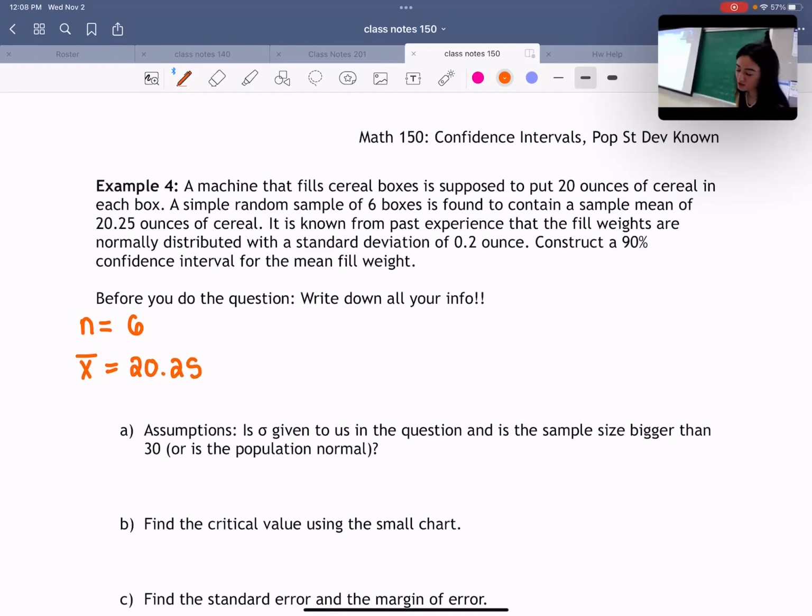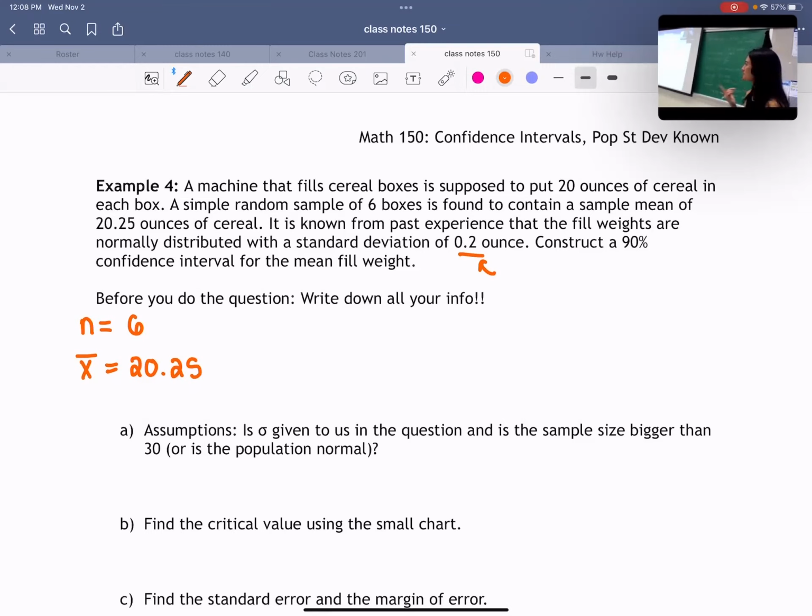Then it says it's known from past experience that the fill weights are normally distributed with a standard deviation of 0.2 ounces. So it gives us a standard deviation. Is this the population standard deviation or the sample standard deviation? We can assume the question will give it to us here, but in the next section you'll actually have to figure out if it's the population or the sample.